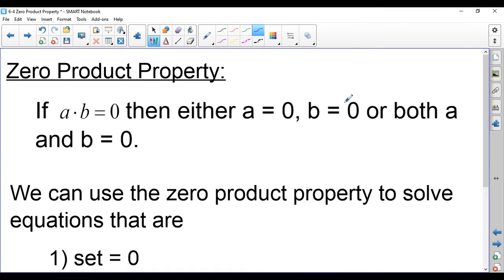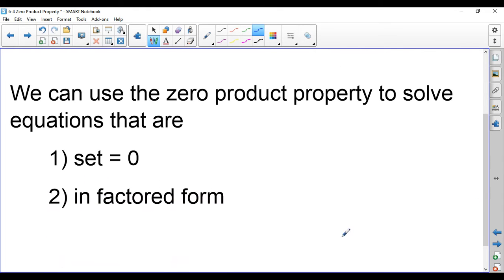The zero product property, product is multiplication, this is a product of 0, says if a times b equals 0, then either a equals 0, b equals 0, or both a and b equal 0. In other words, if you're going to multiply to get 0, one of the things you are multiplying has to be 0. So we're going to use the zero product property to solve some equations. We can use it to solve equations that are, first of all, set equal to 0, and second of all, in factored form. Today, they're already going to be factored for you.